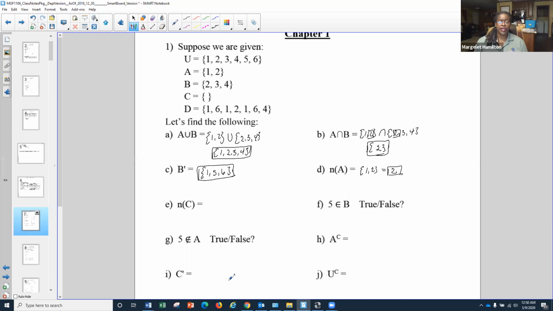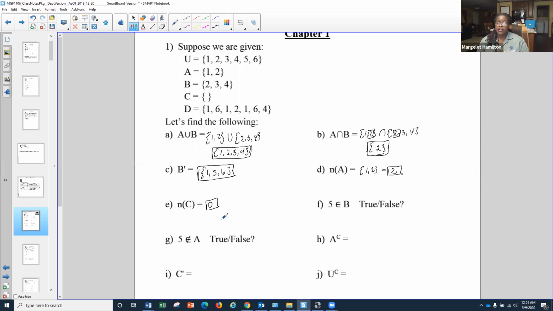All right. E, cardinality of C. Here's my C set. How many elements are in there? Nothing. So you can't put nothing as your answer. It has to be a number. What number represents nothing? 0. So everybody see what's happening. We're simply implementing our definitions based on what we went through and the information that they give us with our universal set and our subsets here. The sets A, B, C, and D that they have outlined for us.